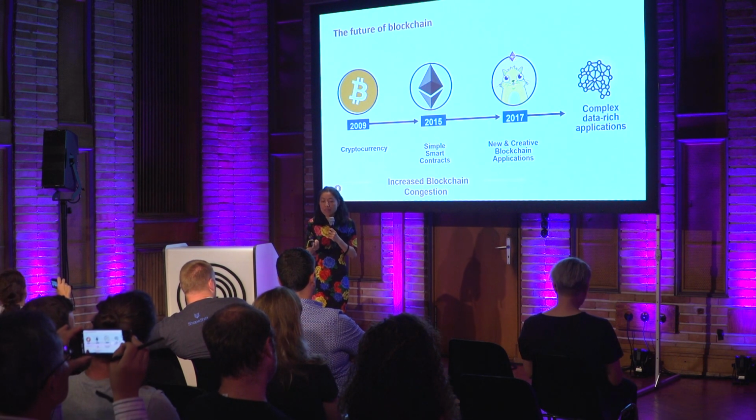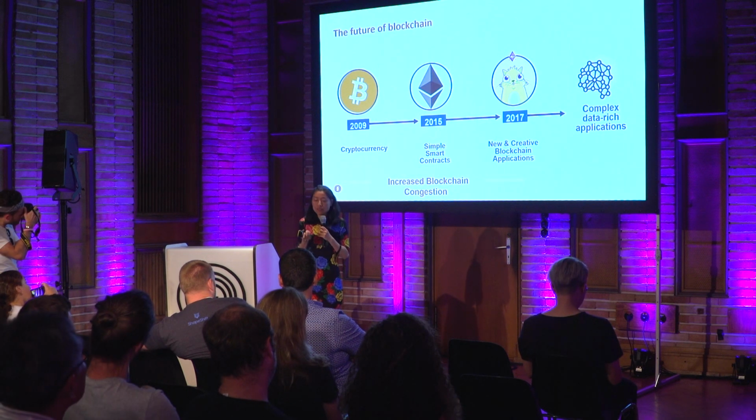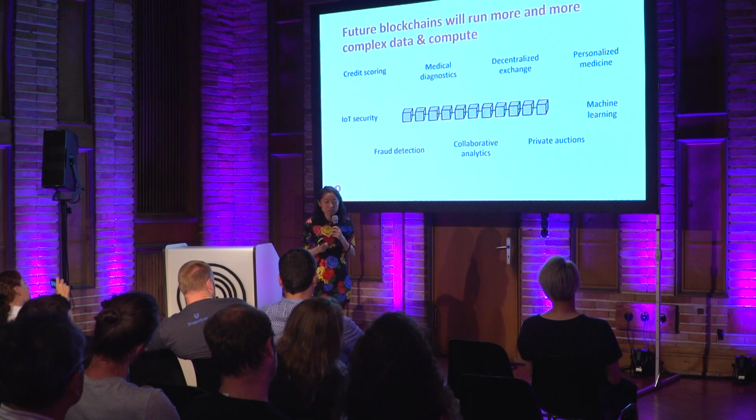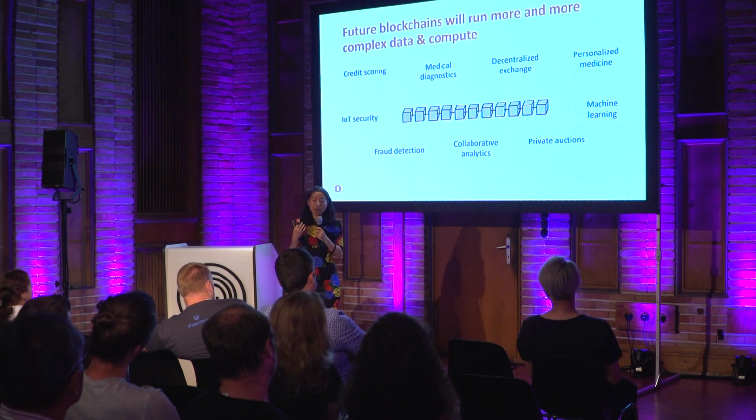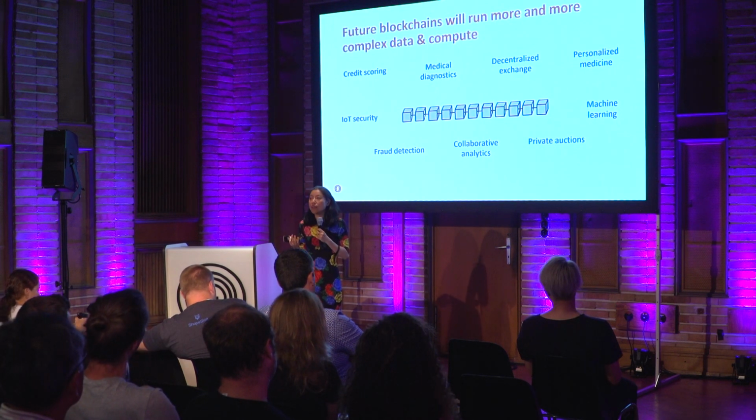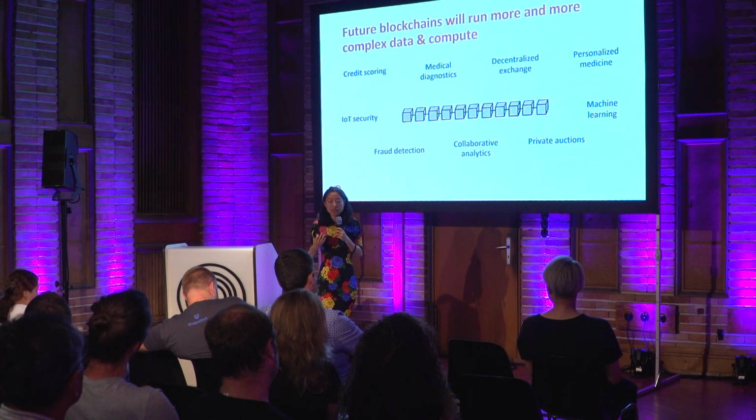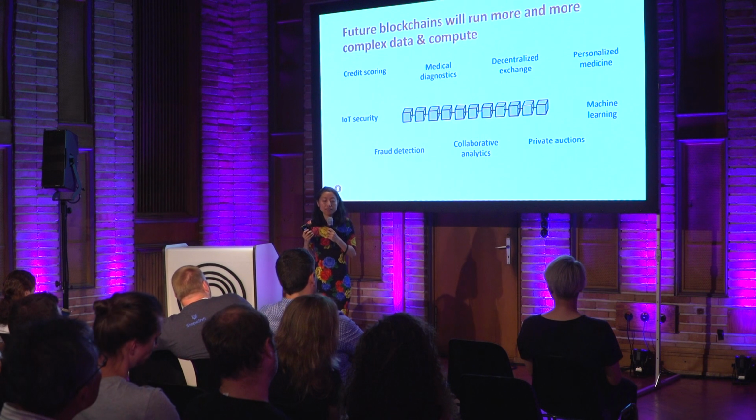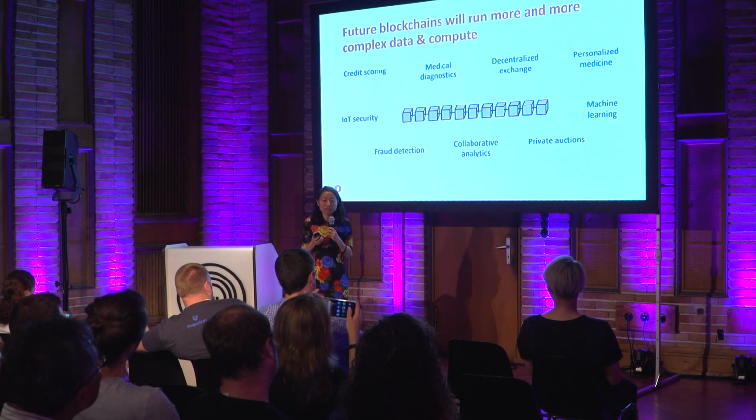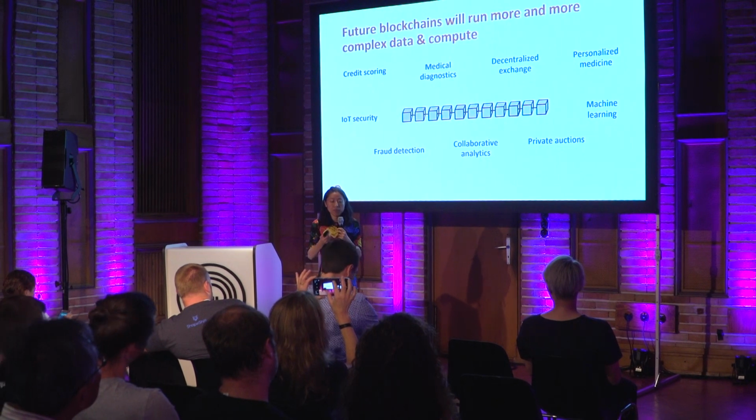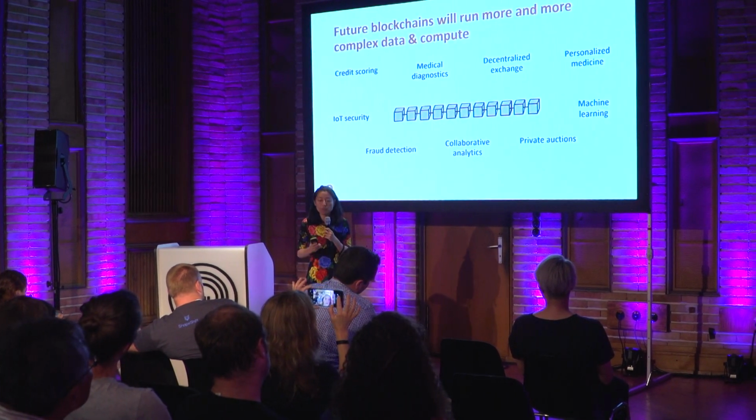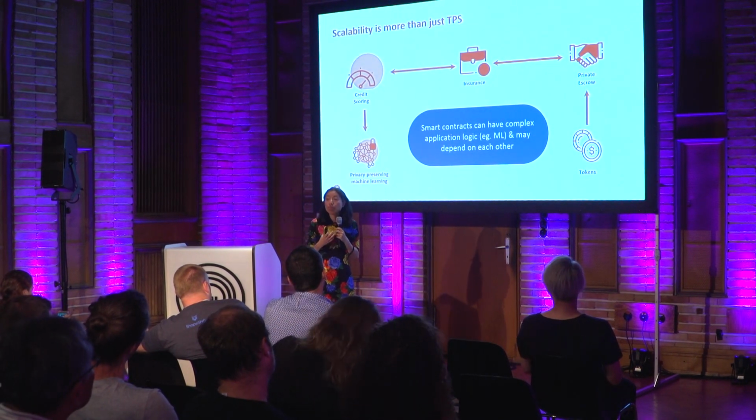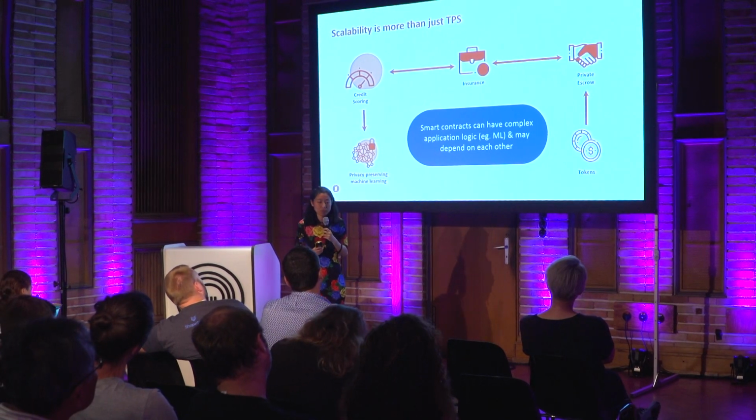And in the future, we believe that we are going to essentially be running more complex and data-rich applications. And essentially, a lot of applications that people have been talking about in all these different application domains, including financial services, healthcare, decentralized exchange, and many others. All these applications, essentially, they all require more and more complex data and compute to support these applications. And this is one of the main bottlenecks of today's blockchain smart contract platform.